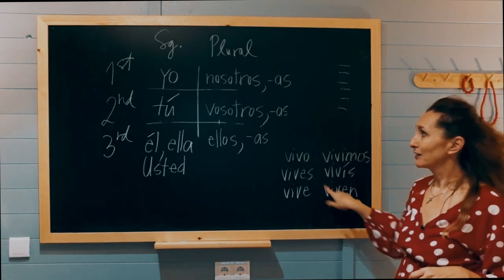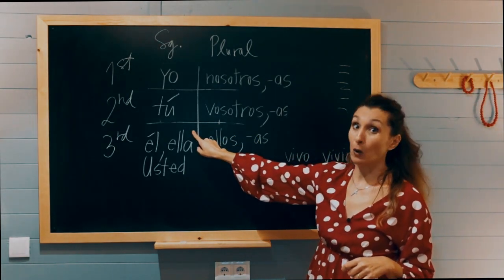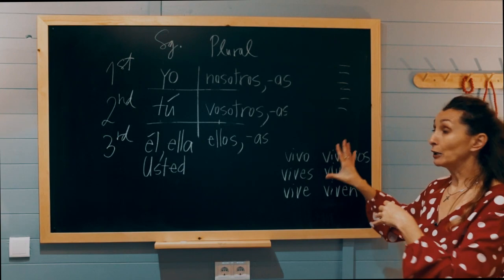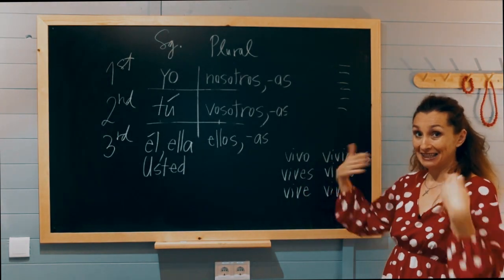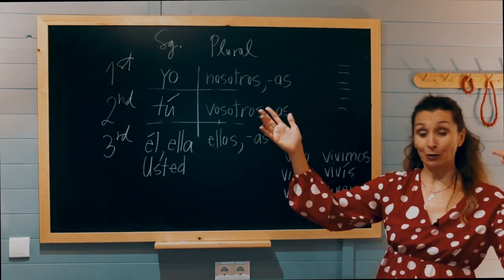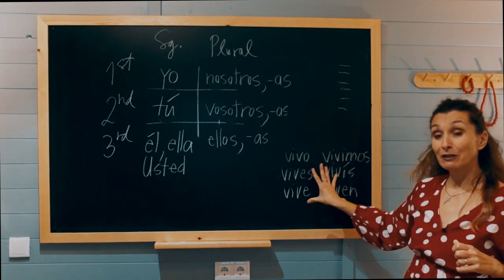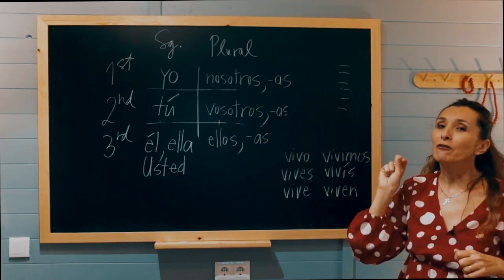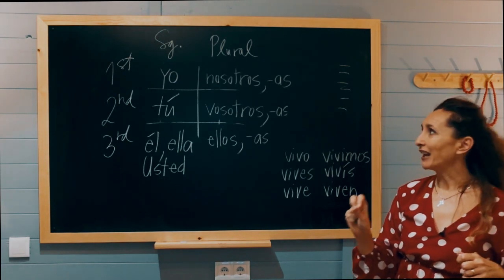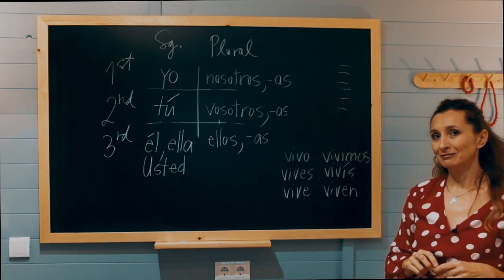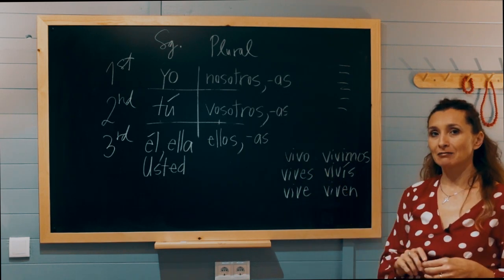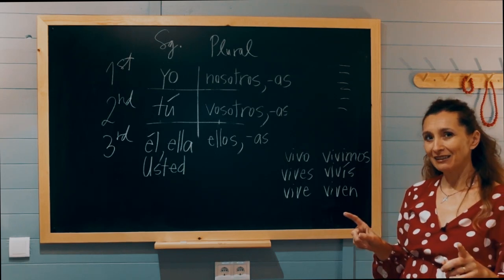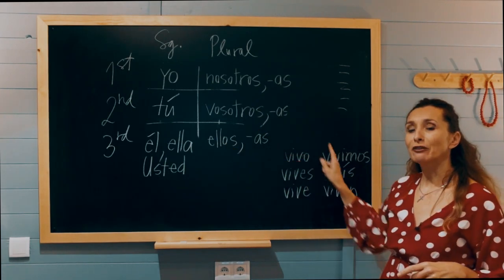Because the verb gives us this information as well, not only the meaning of the verb, which is to live, it also tells us who's doing the living. Is it I? Is it you? He or she or us? Because the verb gives us this information as well, the Spanish will very rarely say yo vivo, tú vives, ellos viven. They will very rarely use the pronoun in front of the verb.